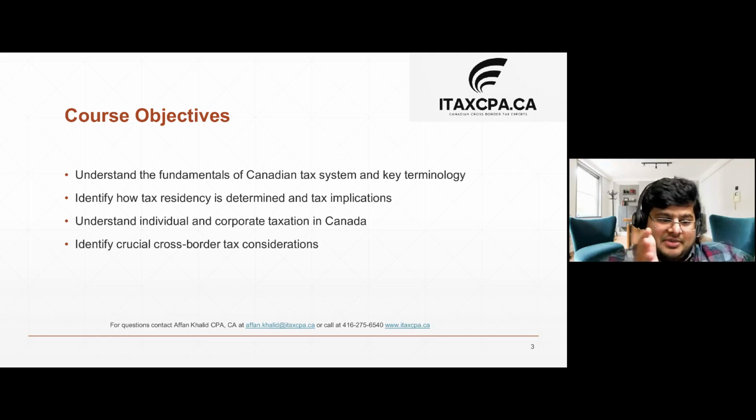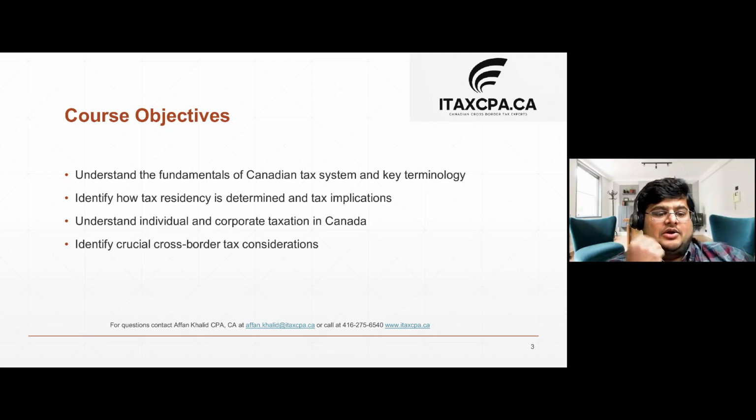You will learn the basics about the Canadian taxation system. We'll talk about residency. Residency is very important because that determines the tax implication. If you have a US person moving to Canada, or a Canadian person moving to the US, a lot of taxation is based on residency, especially from a Canadian context.